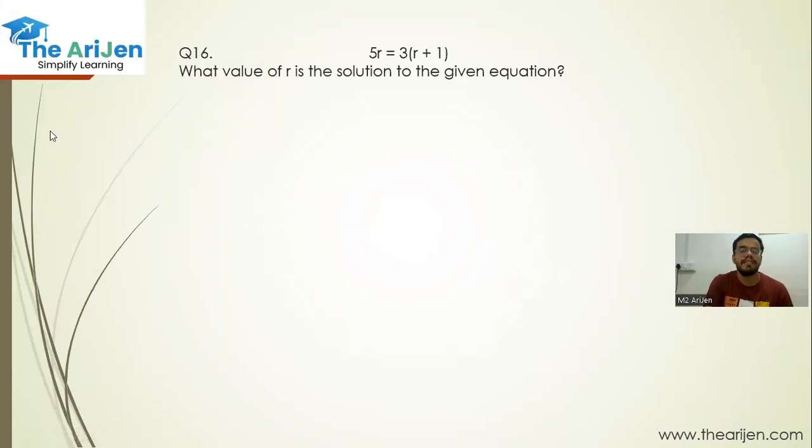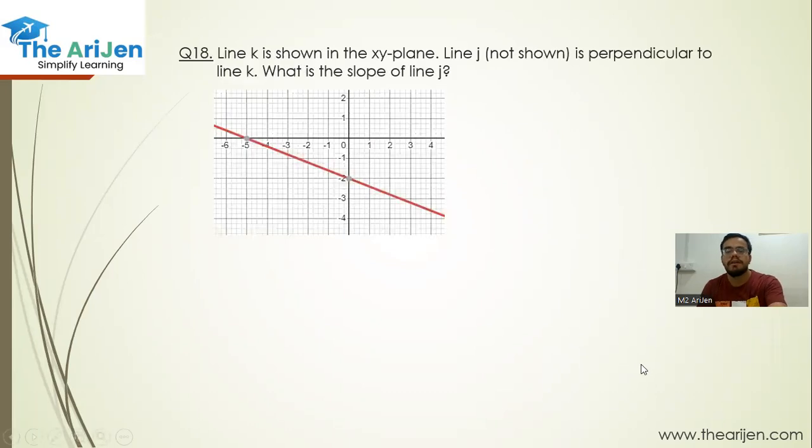So this is also an easy one. What is the value of r for the solution? So yes, 5r is equal to 3r plus 1. Simply multiplying, 5r is 3r plus 3. So 5r minus 3r, 2r, is equal to 3. So r is 3 by 2, right? Or you can say 1.5. So yes, this was an easy one. Let's move to the next question.